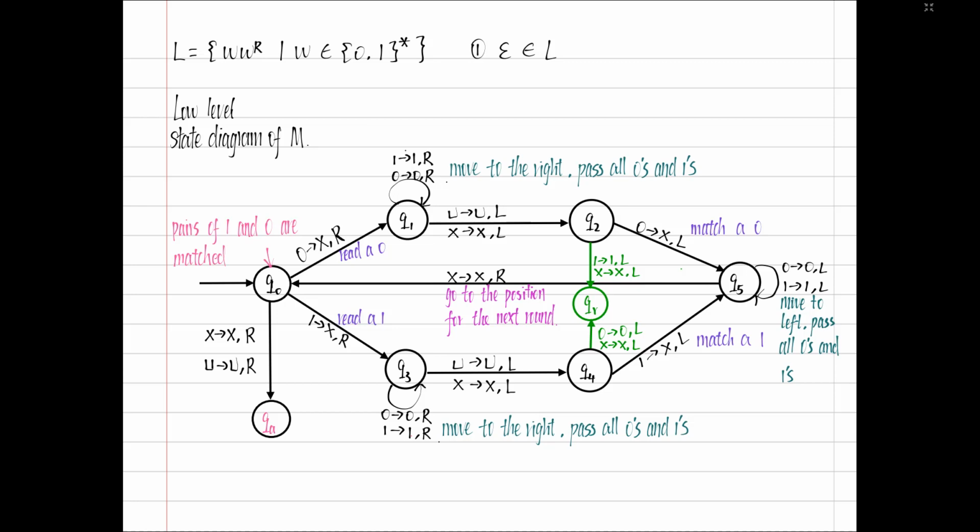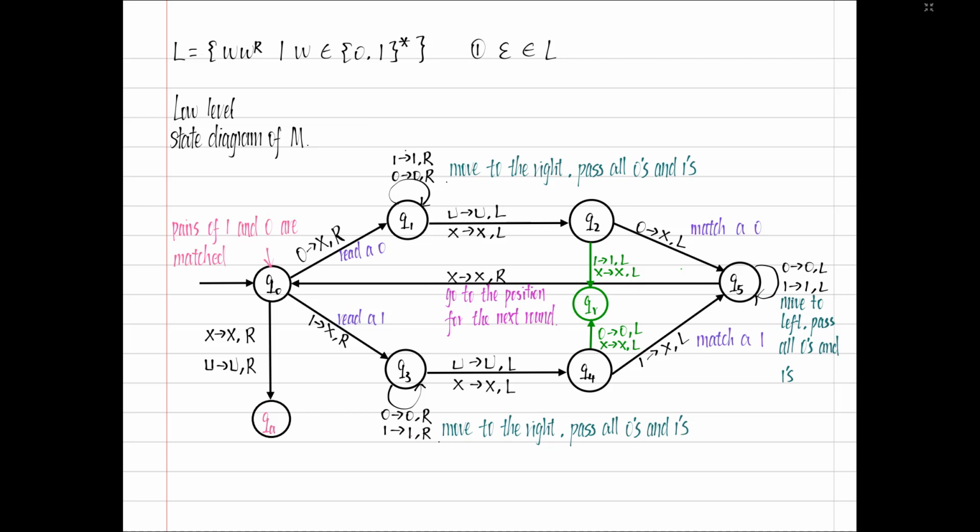Now let's realize this idea with the low-level state diagram. This machine has 8 states. State Q0 means some pairs of zeros or some pairs of ones are matched in the correct positions. Now the machine crosses a 0 with X and moves to the right. Then it keeps moving to the right, passing all zeros and ones until a blank symbol or an X is encountered. Since we cross symbols with X, now an X on the right also means the right end of the remaining input string is reached.